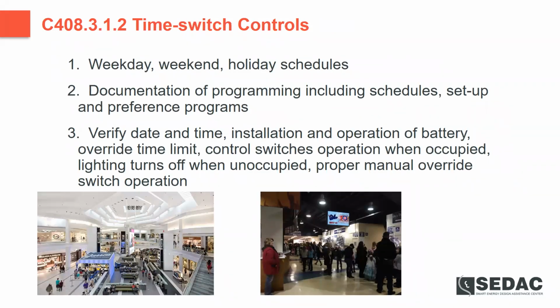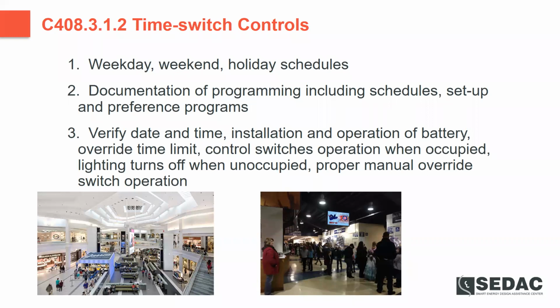For time switch controls, you have to verify that the weekend, weekday, and holiday schedules are all programmed properly and working properly. Documentation of programming should include schedules, setup, documentation, and preferences for the programming in that time switch. This can be just a report. I think a lot of digital time clocks can have a printout, especially if they're tied to a BAS system. Those settings can be printed out in a form that documents those settings, and that qualifies for verification of the controls.